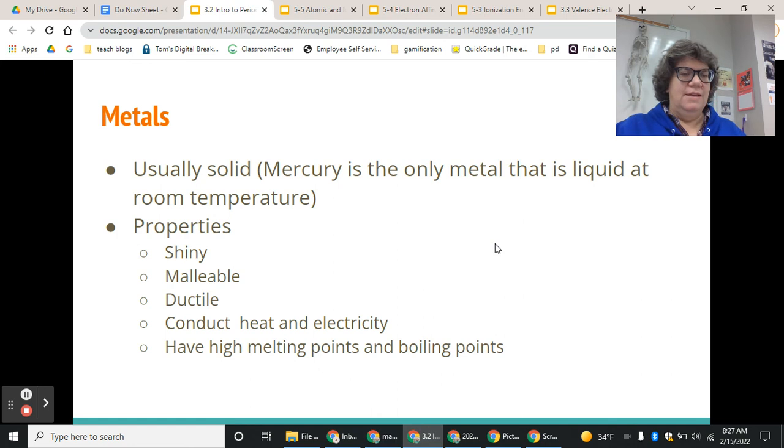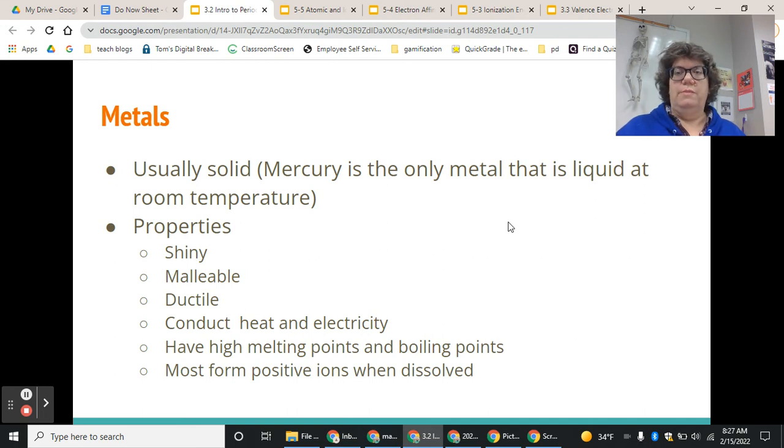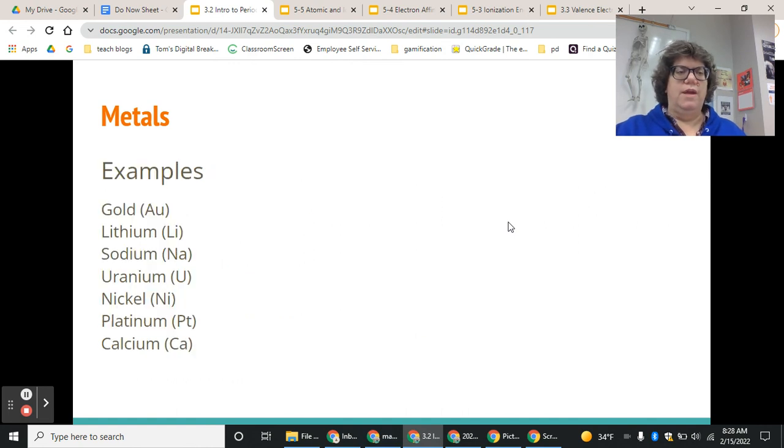And they often form positive ions when they're dissolved in water. So that is really important to remember as we go further and talk about chemical reactions. But most metals form positive ions. Remember, those are called cations. There's some examples in your notes. I didn't write them all down. You can put the symbol next to them in your notes on your own time. Just look at a periodic table.